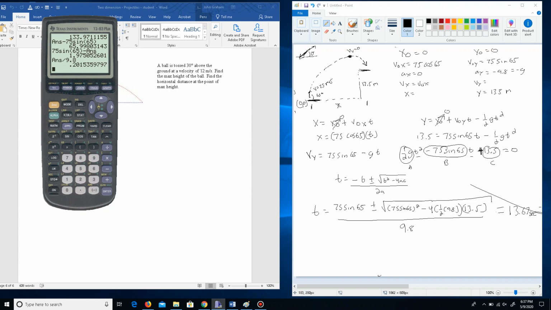So now we just have to plug that in to get your x. 13.67 times 75 cosine 65, and you get 433.3 meters. That comes from this. So x equals 75 cosine 65 times 13.67 equals 433.3 meters.